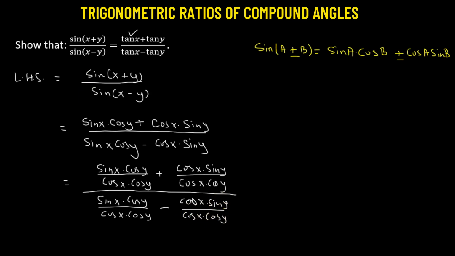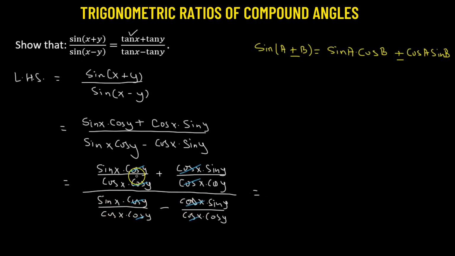So there will be a couple of terms that will get factored out. Here cosine y will get factored out, cosine of x will get factored out in the second term of the numerator, and in the first term of the denominator we have cosine y factoring out, and in the second term cosine x factoring out.